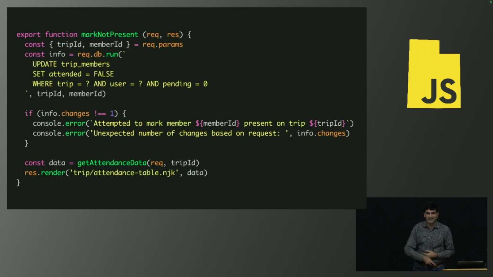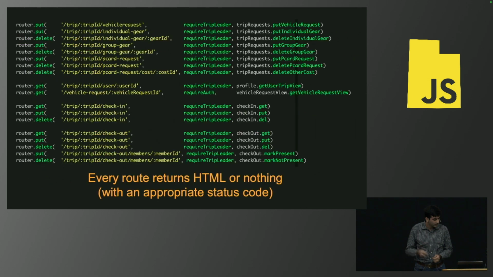And the mark not present is the exact same thing, but in reverse. It's literally the same function, just set attended equals false. If I wanted to, I could refactor this and just put set attended as a Boolean, but there's so little code here, I actually just don't think it's necessary, so I haven't done it.